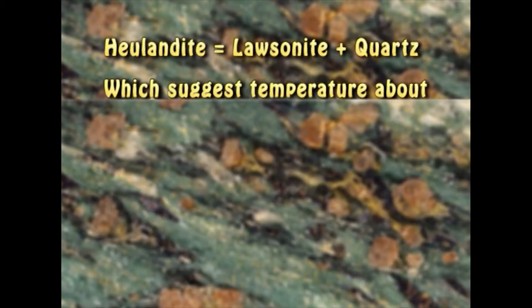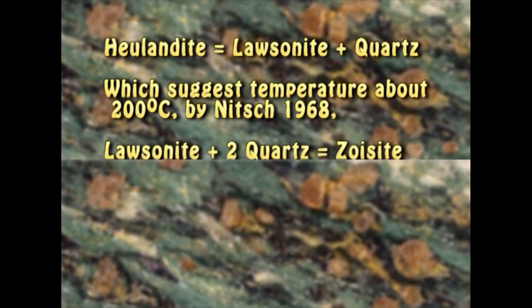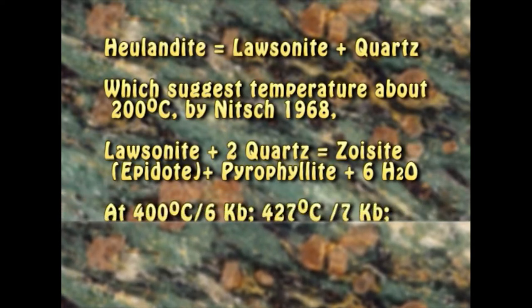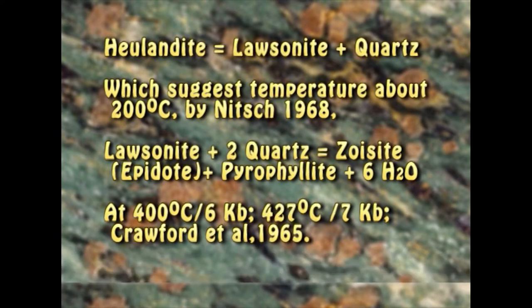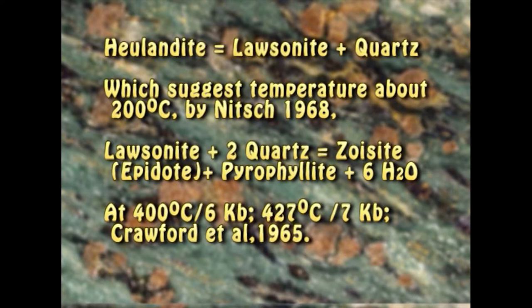Physical condition of metamorphism. Lower temperature limit may be defined by the reaction laumontite giving rise to lawsonite plus quartz, which suggests temperature about 200 degrees centigrade, carried out by Nitsch 1968. Higher temperature limit of the facies is indicated by the reaction lawsonite plus two quartz giving rise to zoisite epidote plus pyrophyllite plus 6H2O, at 400 degrees centigrade 6 kilobar, 427 degrees centigrade 7 kilobar, Crawford et al. 1965.